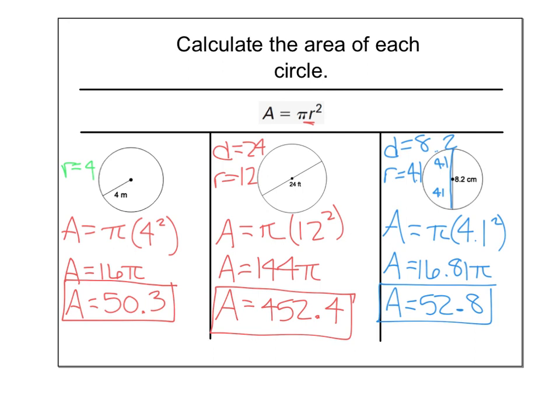All right, so the biggest piece here is remembering that the diameter and the radius are two different things, but they are related. So if you have a diameter, you have to divide it by 2 to get your radius. Then you square that and then multiply it by pi.